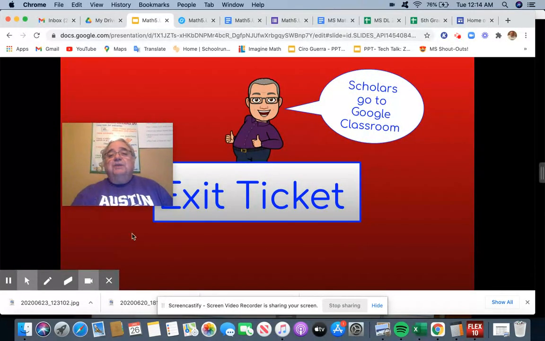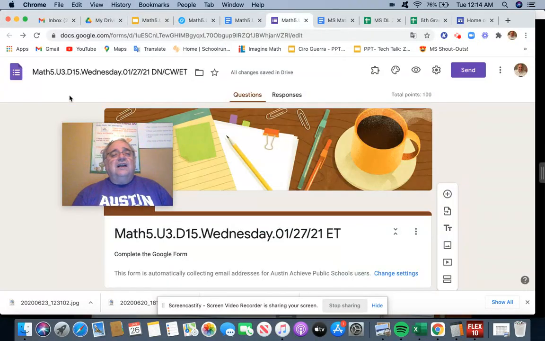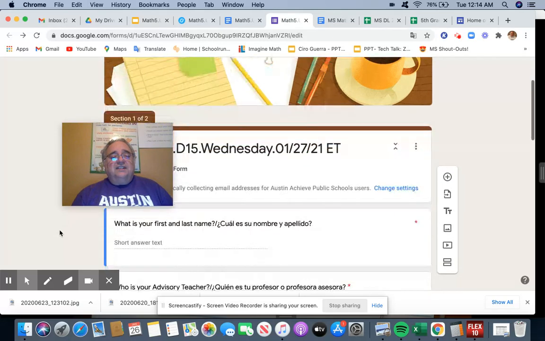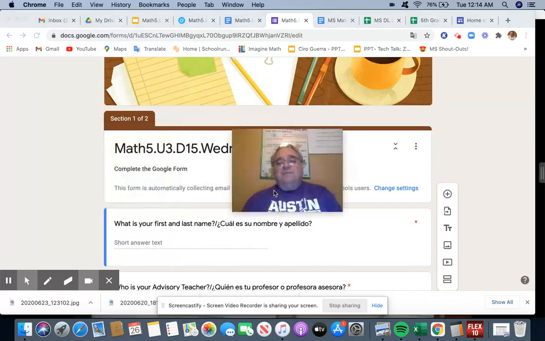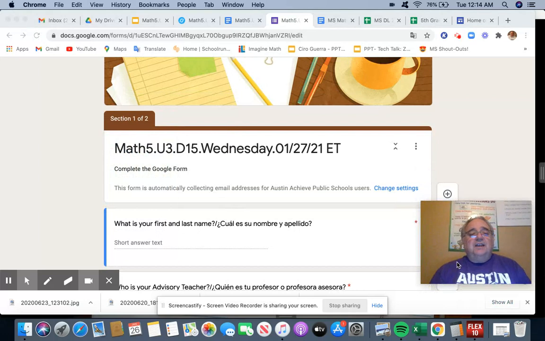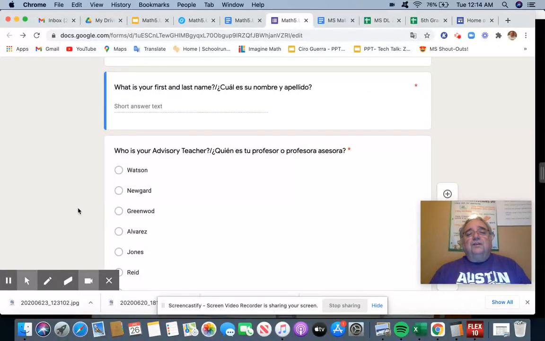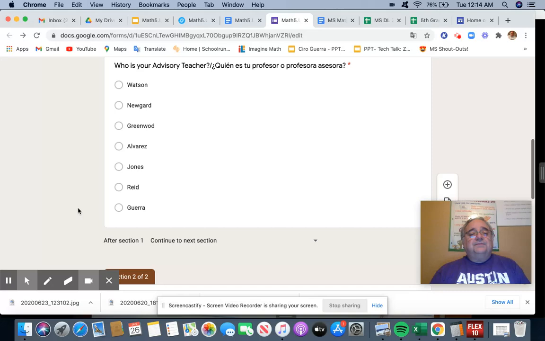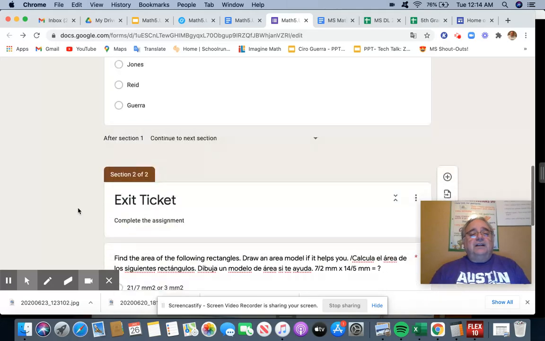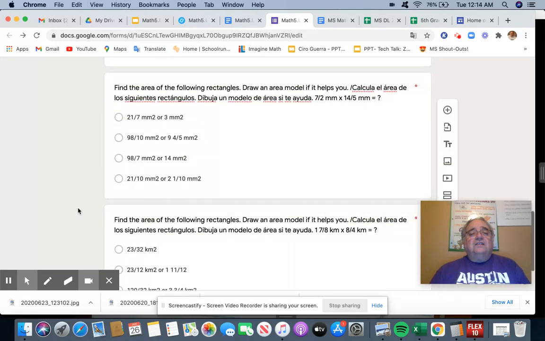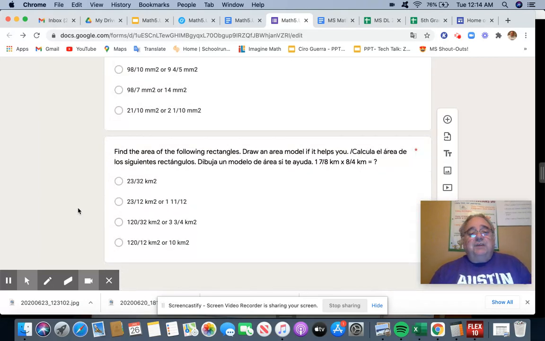All right, scholars, you're going to be going to Google Classrooms to finish your exit ticket. In your exit ticket in Google Classrooms, it's going to say Math Wednesday, today's date, and it is your exit ticket. You're going to go down here. You're going to go ahead and put your first name, your last name. Make sure you get your advisory teacher, get the right name there, and then you have two questions to answer. You will have 10 minutes.